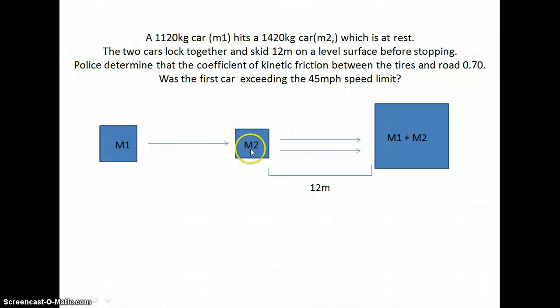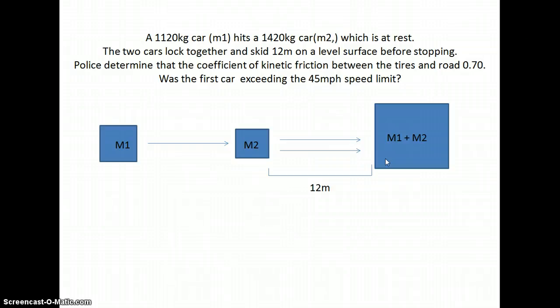kilogram car M2, which is at rest. The two cars locked together and skid 12 meters on a level surface before stopping. Police determined that the coefficient of kinetic friction between the tires and the road was 0.7. Was the first car exceeding the 45 miles per hour speed limit?